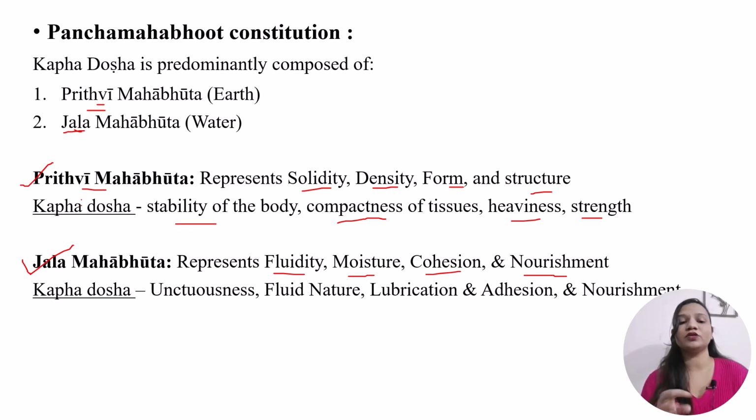So here also Jal Mahabhoot residing in Kapha Dosh enables the transport, nutrition and lubrication in the body, and so it gives moisture and nourishment to the body, and also it gives Kapha Dosh the quality of snigdhatva, that means oiliness, and a fluid nature. So Kapha Dosh has fluid nature because of the presence of Jala Mahabhoot in it, and it performs lubrication, adhesion and nourishment. These three important functions because of the presence of Jala Mahabhoot.